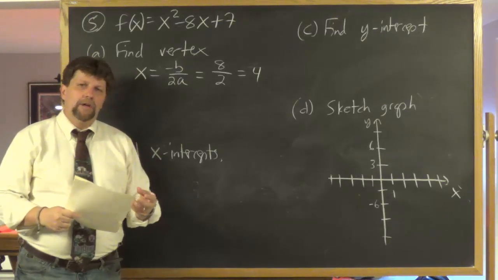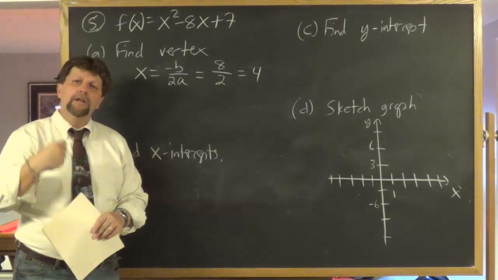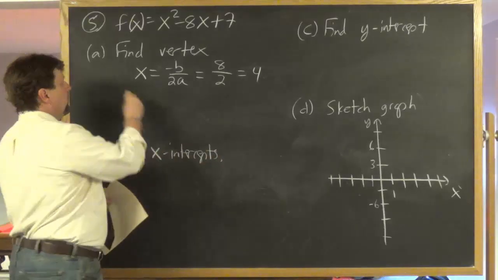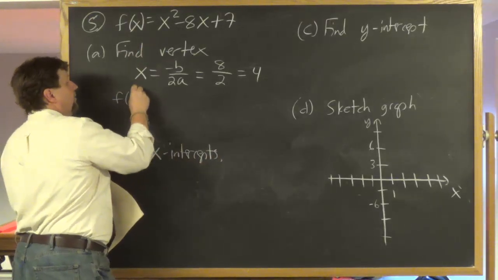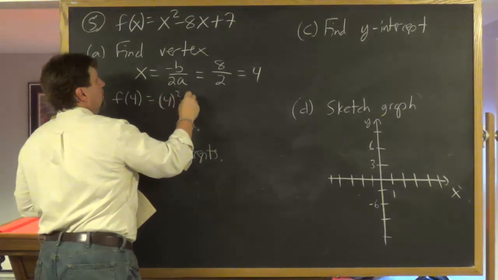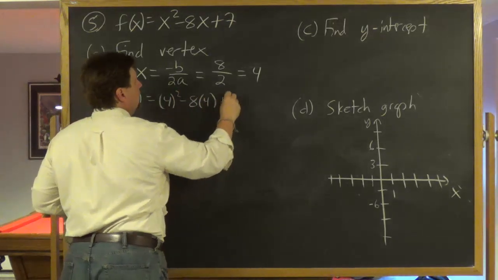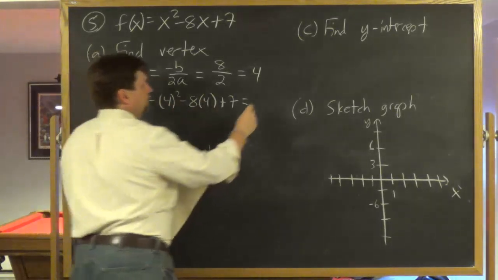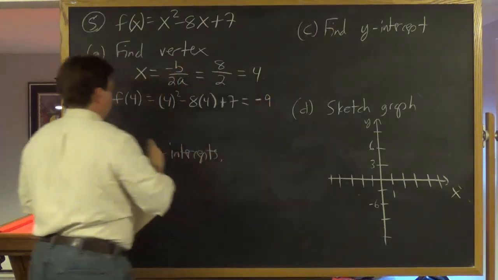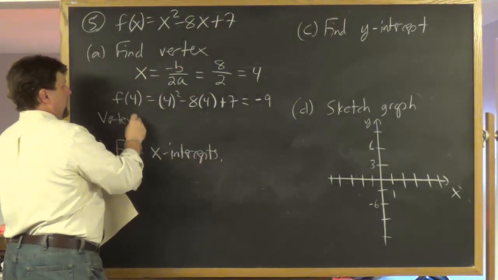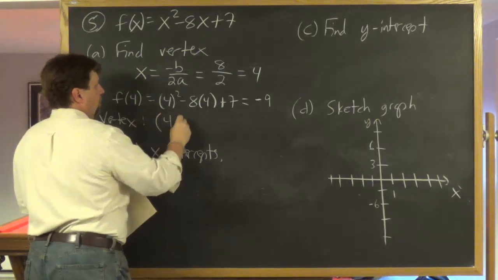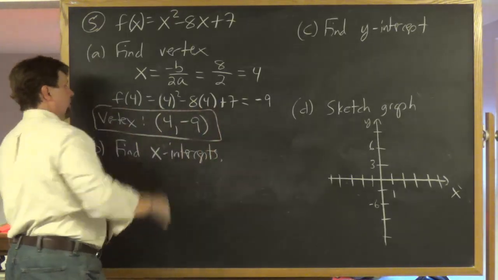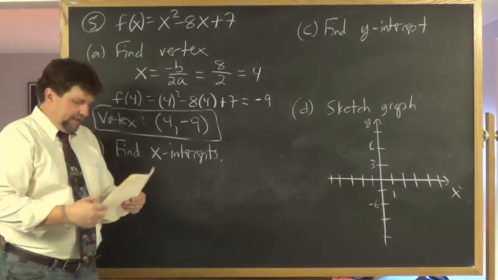Now we need to get the y-coordinate of the vertex. Remember, to get the y-coordinate of the vertex, you take the x-coordinate and you toss it into the function for f. In other words, you're evaluating the function at 4. So, 4 squared minus 8 times 4 plus 7. Oh, good grief, that gives you a negative 9. So that means the coordinates of the vertex are 4, negative 9. So that's the answer to part A. We know the vertex is at 4, negative 9.